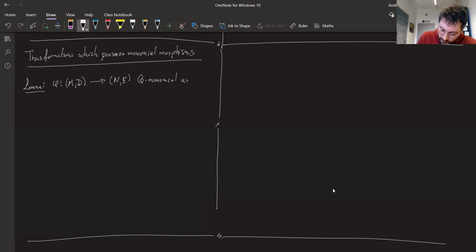And sigma from M tilde D tilde to MD, a combinatorial blowing up. Then two things happen, which are good for us. First one is that the composition with sigma, which we can call phi tilde, is again monomial.